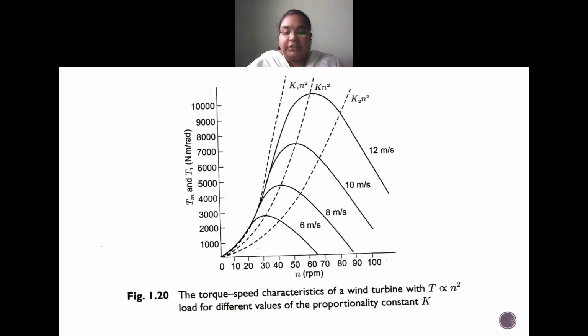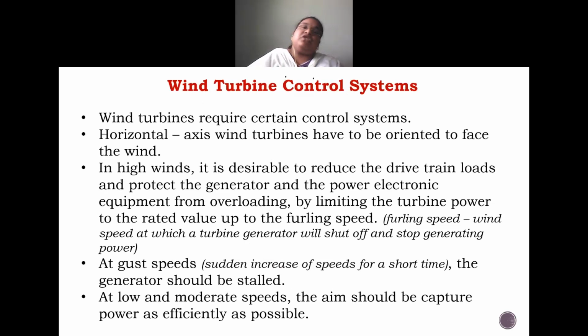So these are the two characteristics which we need to understand. The first one is called the power speed characteristics. The second one is called the torque speed characteristics. Next topic is wind turbine control systems. Wind turbines require certain control systems, that we know, right? It needs to have some control mechanisms in order to make sure that it works properly. So what are those control systems? We are going to see now.